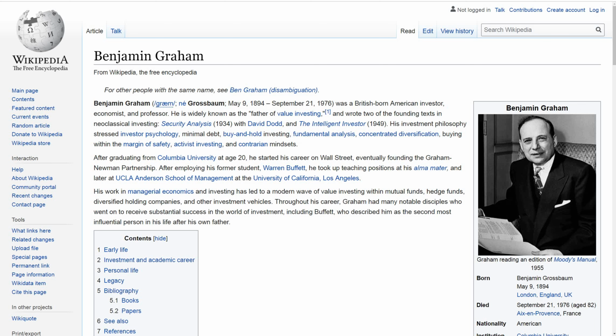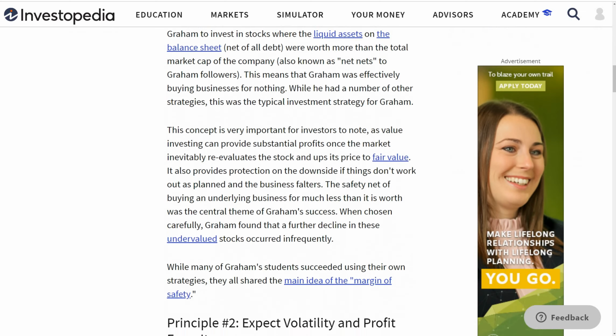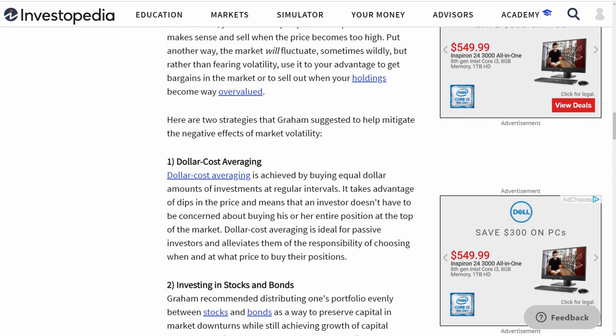And this is how I want to start off talking about, well, what is dollar cost averaging? If we go over here to Investopedia and look at an article on Benjamin Graham's timeless investment principles, we scroll down and see dollar cost averaging, which Graham suggested to help mitigate the negative effects of market volatility. One thing is certain: though we can't predict where the market is going to go in the future, we can know with 100% assurance that the markets are volatile. They go up and down. It's healthy. It's just how things work.